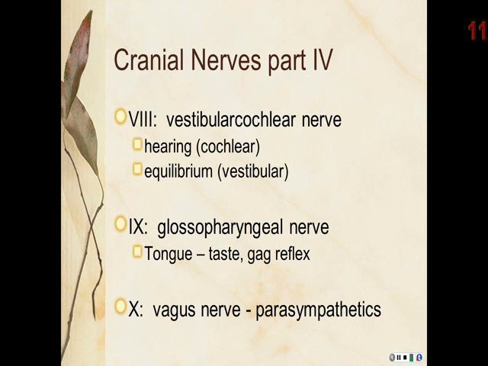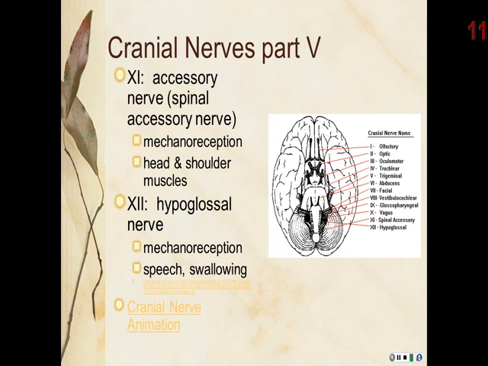Cranial Nerve 10 is the vagus nerve. This is the cranial nerve involved with the craniosacral control of the parasympathetics. Cranial Nerve 11 is the accessory nerve, sometimes called the spinal accessory nerve. This will control some of the head and shoulder muscles and mechanoreception to those areas. Cranial Nerve 12 is the hypoglossal nerve. It is involved in speech and swallowing, as well as mechanoreception in that area. This picture shows the location of each of the cranial nerves on the inferior surface of the brain.